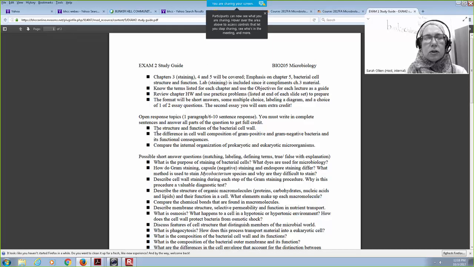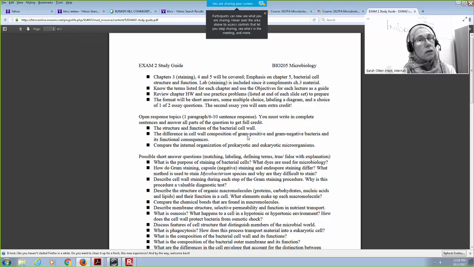So I just want to remind you to focus on the topics that are listed in the study guide, especially these open response topics. You should be writing all of the information in your notes about these topics. Just to clarify, you should focus on the function of the bacterial cell wall in the environment and how it protects the bacteria and maintains the integrity and the viability of the bacteria.